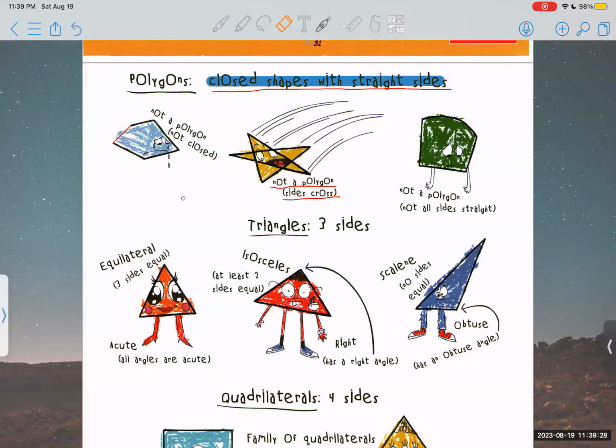So now let's look at the third one. Is that a polygon? No. Because not all sides are straight. But if we make this side right here straight, then it would be a polygon. Because first of all, it's closed. Second of all, no sides cross. And third of all, sides are straight.